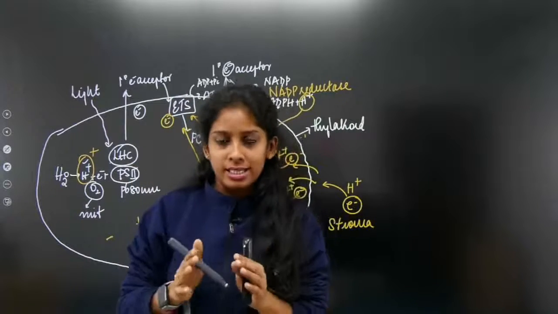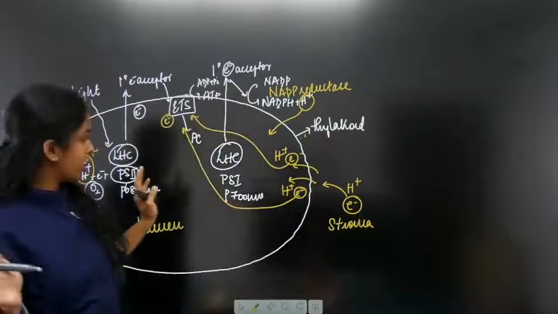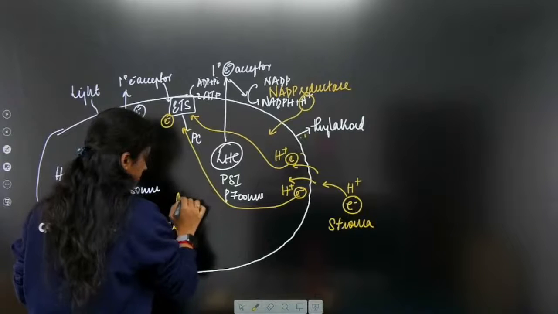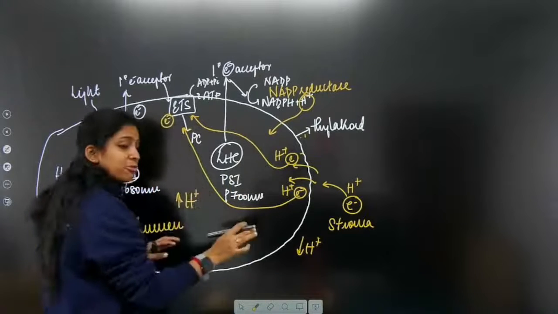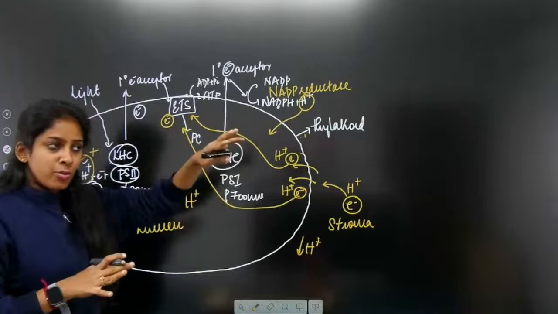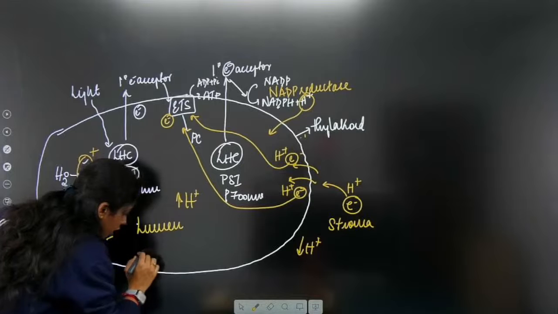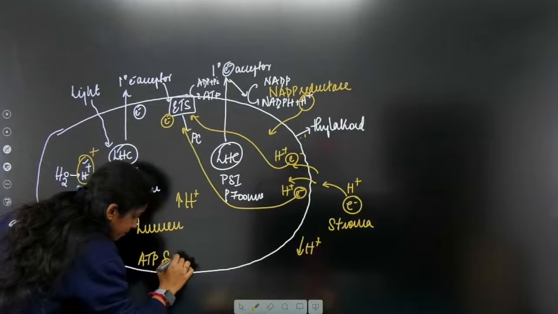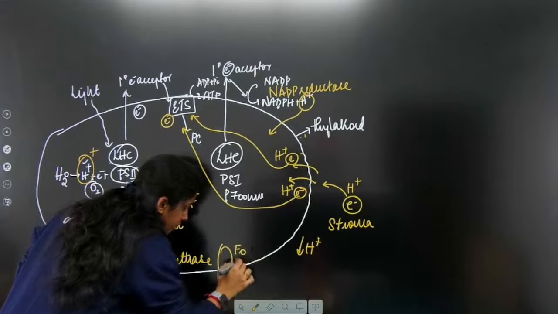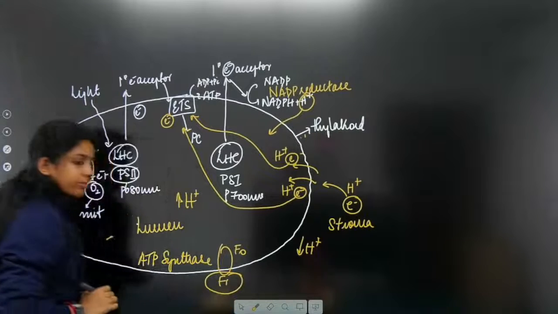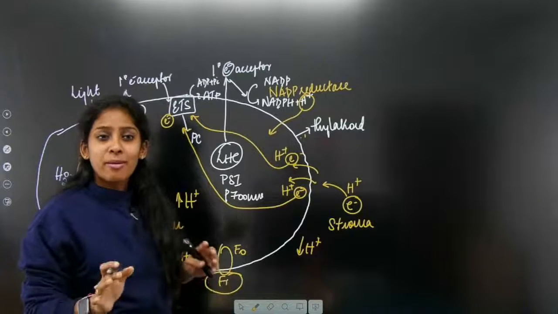Once the difference is set up, all that we have to do is that this has to break. This has more H plus, this has less H plus. So now this difference has to break. First a difference has to be formed and then the difference has to break. How will this break? So here you have a complex called the ATP synthase complex. So this has two components, one is F0, the other is F1. So F0 is an integral membrane protein and F1 is a peripheral protein.